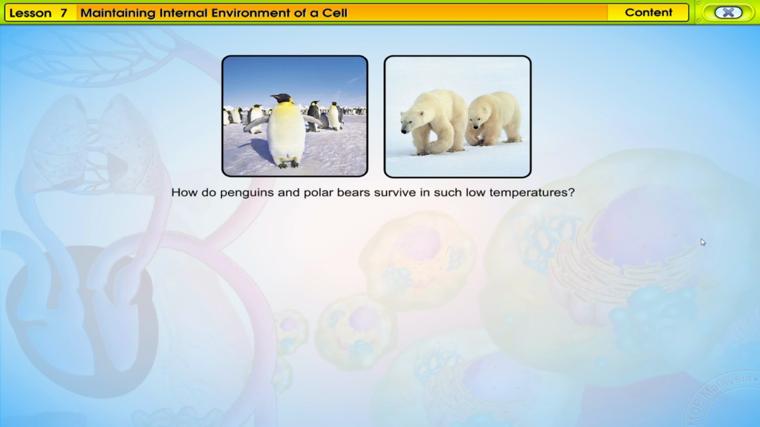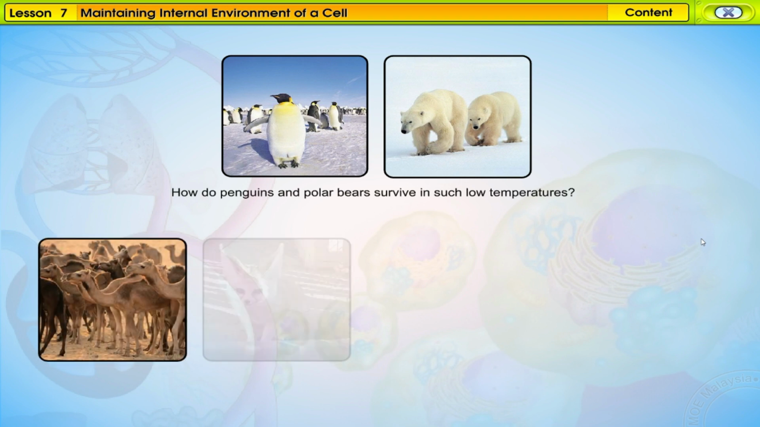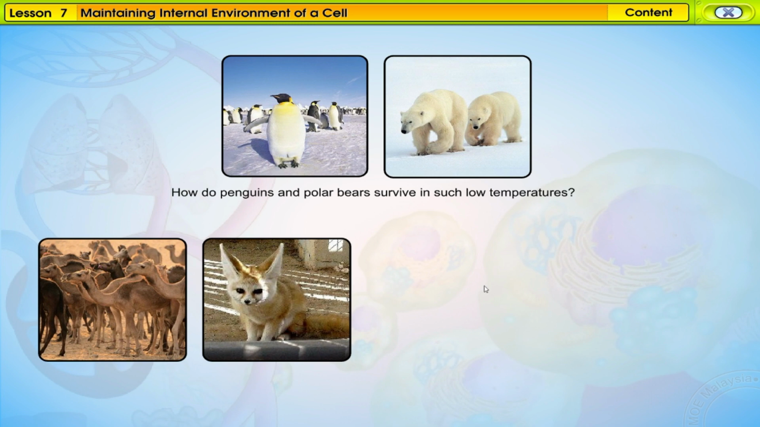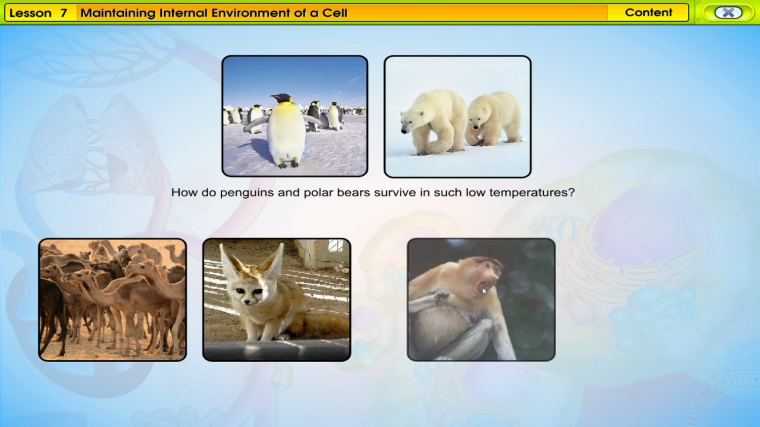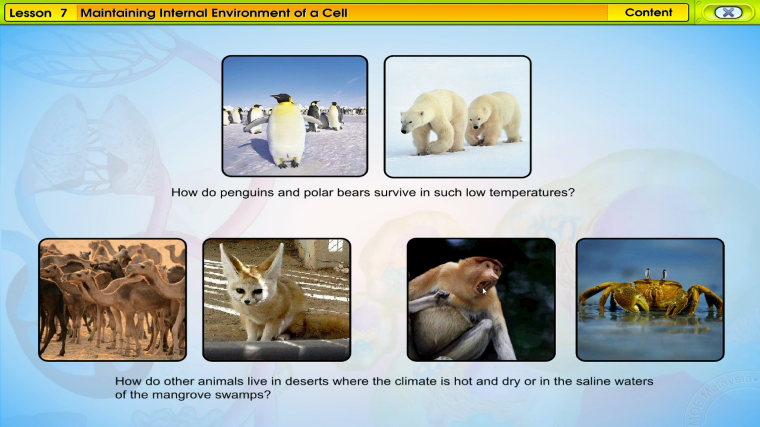How do penguins and polar bears survive in such low temperatures? How do other animals live in deserts where the climate is hot and dry, or in the saline waters of the mangrove swamps? Discuss in pairs and click on Check to compare your answers.